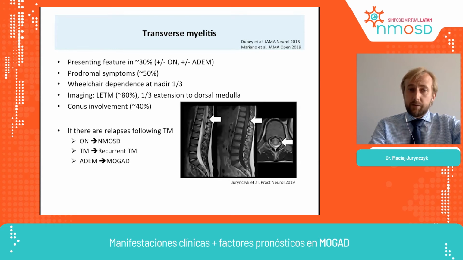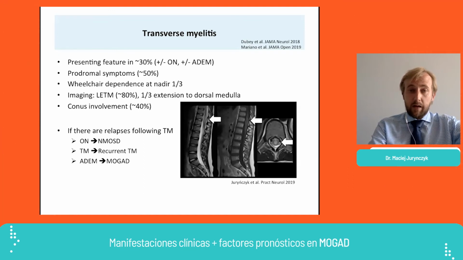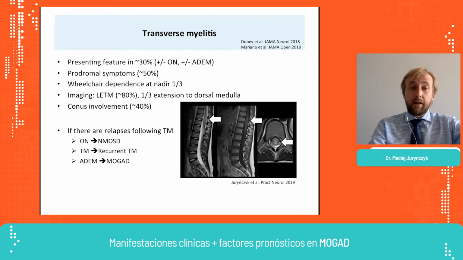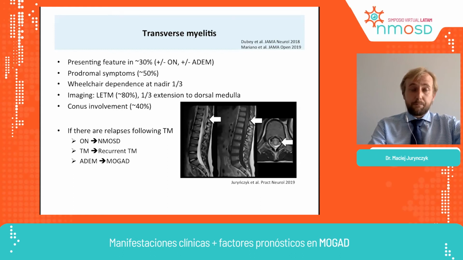If there are relapses following transverse myelitis, and as you might remember, transverse myelitis might have a slightly lower tendency to relapse than optic neuritis, but if it relapses, it might relapse with optic neuritis leading to NMOSD phenotype, or we might have a patient with recurrent transverse myelitis. It might also be followed by ADEM, giving ADEM-type or MOGAD-type phenotypes.